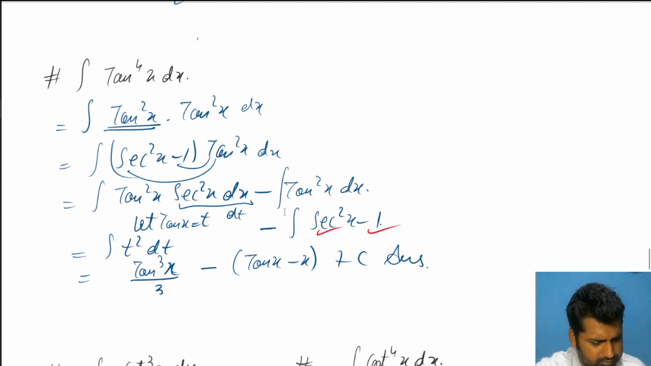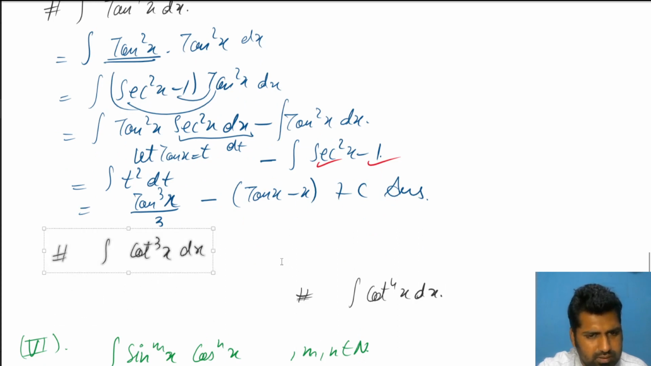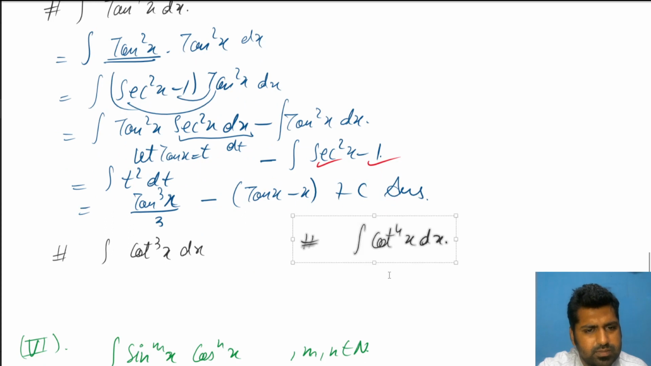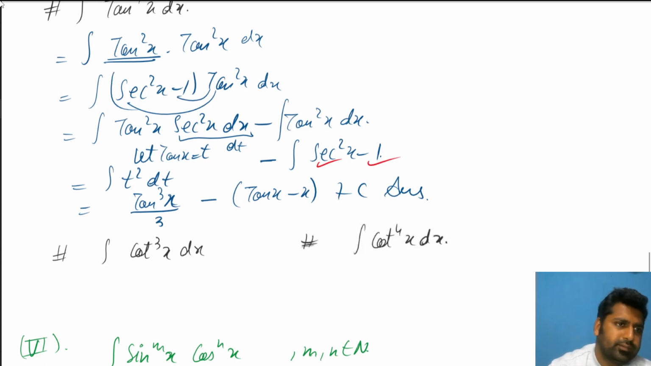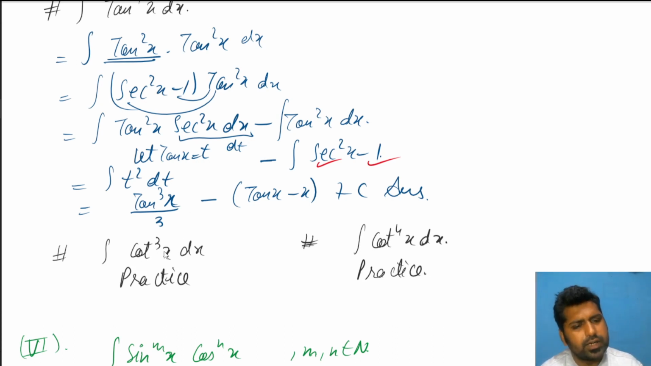Tan raised to power 4. If you want, you can open this bracket. That's it. Same thing can be done regarding the cot also. Cot cube also, cot square also. Practice this. Same idea, nothing different. Write this one as cot square into cot. Then replace one cot square here with cosec square minus 1 and do the same steps. Automatically things will happen.